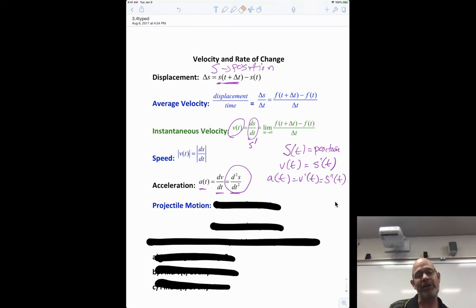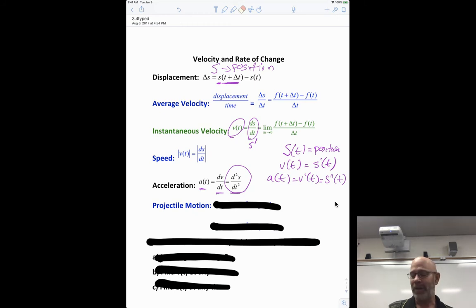Speed. Sometimes you hear the term speed. Speed and velocity are just a little bit different, right? You probably know this from physics and other math. Velocity has a direction. So velocity can be left, right, up, down, positive, negative. Whereas speed does not have direction. It's just a positive number, right? So speed is just the absolute value of the velocity.